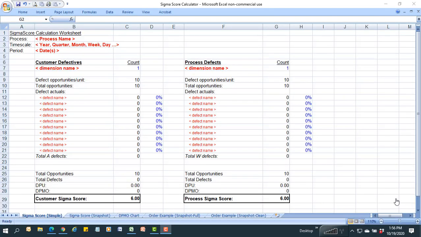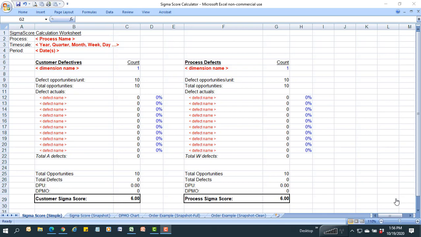The Sigma Score Calculator spreadsheet you have available in the class is simply intended to help you work out some of the math of calculating the defects per unit, defects per million opportunity, and Sigma score associated with your processes. So you should be using some variation of this spreadsheet in any project that you work on where you want to quantify the quality factors related to measuring your processes over time.